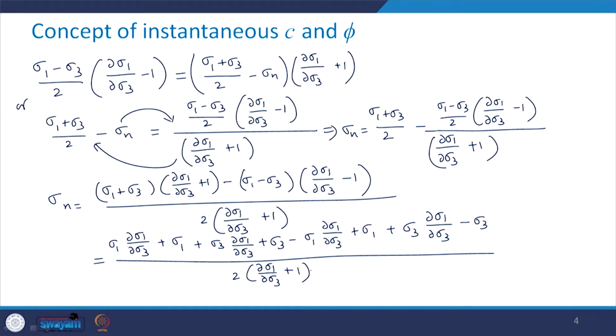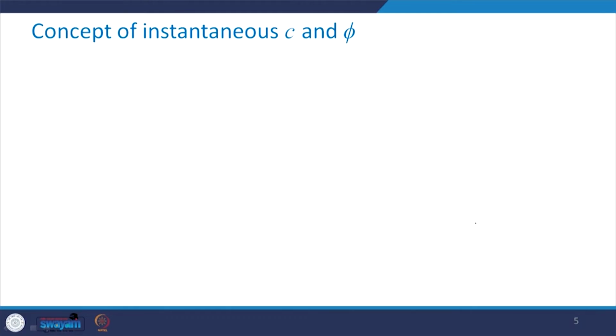Now see what all terms can get cancelled out. So you see this term and this term will go, then this sigma 3 also will go from here. So ultimately what we are going to get here is sigma n equal to (sigma 1 plus sigma 3) del sigma 1 del sigma 3 divided by (del sigma 1 del sigma 3 plus 1). So this is what we are going to get.